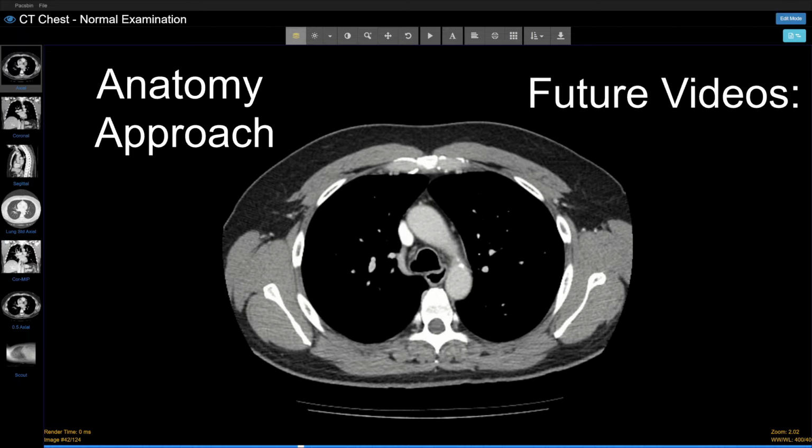In future videos, we'll cover how to read a CT pulmonary angiogram or CTPA, including how to diagnose acute and chronic pulmonary emboli, and then cover basic patterns of lung disease like consolidation, ground glass, nodules, septal thickening, etc., and the associated differentials that you need to know.